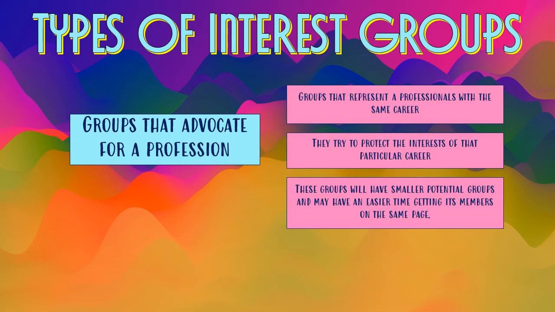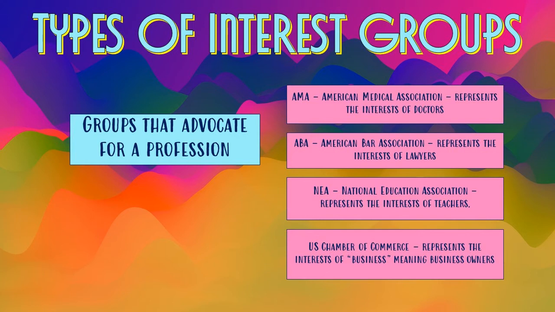We also have professional groups. Professional groups represent a particular profession. These are representing people that end up with the same career. This is different than a labor union. We'll get into that in a minute, but they try to protect the interests of a particular career. So these groups have a smaller potential group, and that means they're going to have an easier time getting their members all working together on the same page because they're focusing on one type of career. You've probably heard of these examples too.